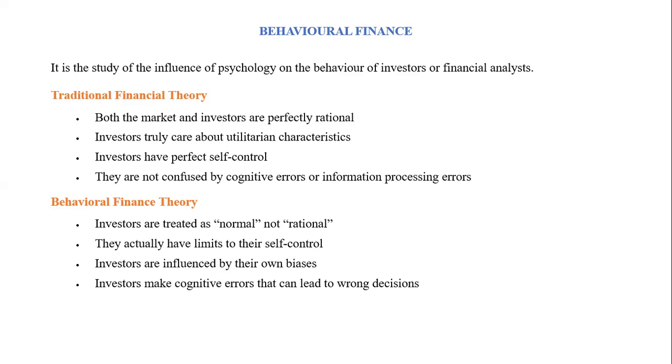All right. Then it says investors have perfect self-control. I don't know any human being that has anything like perfect, right? And traditional financial theory believes that they are not confused by cognitive errors or information processing errors. Then behavioral finance theory came in and said investors should be treated as normal and not rational. We are normal. We can make mistakes, right?